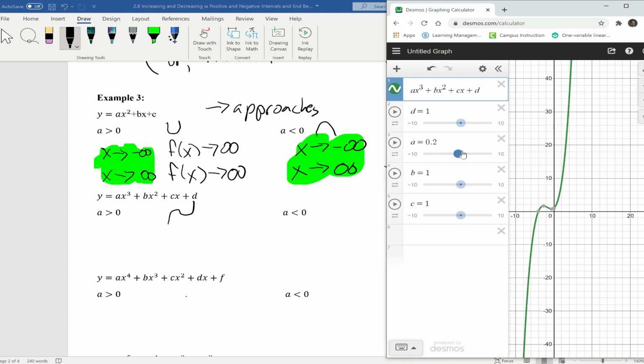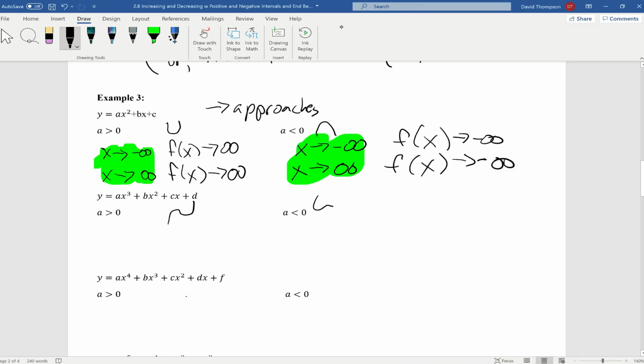And then if we switch it to negative, it switches directions. So on the left side I'm going up, approaching positive infinity. On the right side as I go down, it's just going to approach negative infinity. So the other graph looks like this.